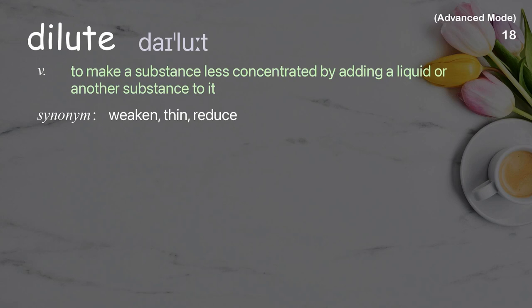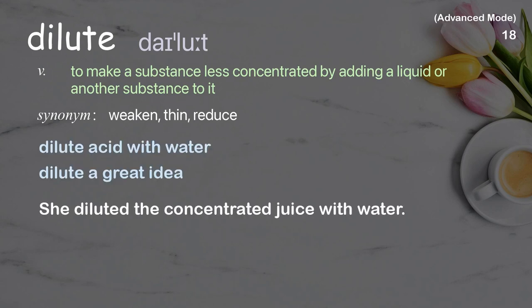Dilute. To make a substance less concentrated by adding a liquid or another substance to it. Examples: dilute acid with water, dilute a great idea. She diluted the concentrated juice with water.